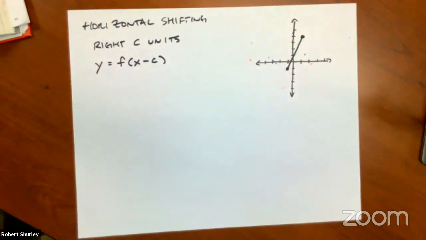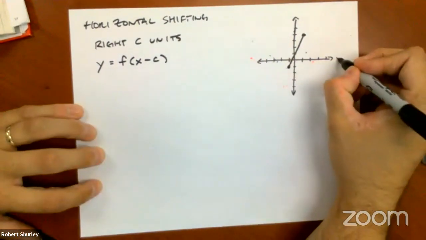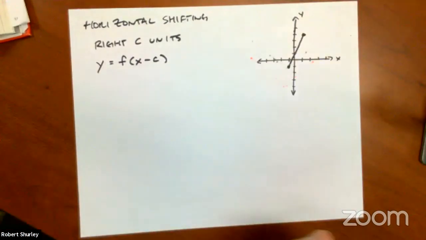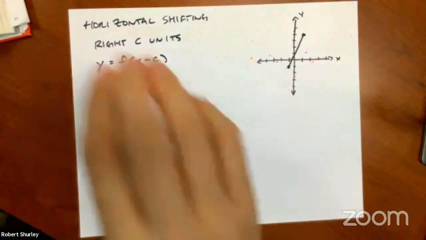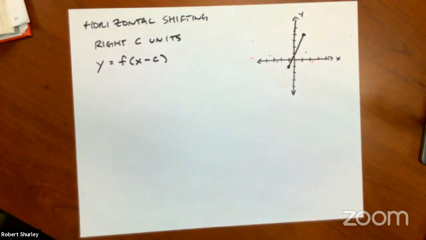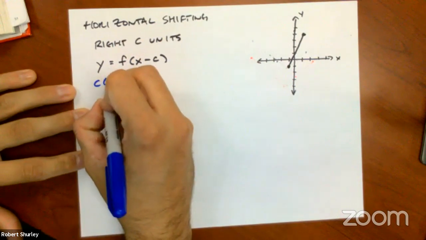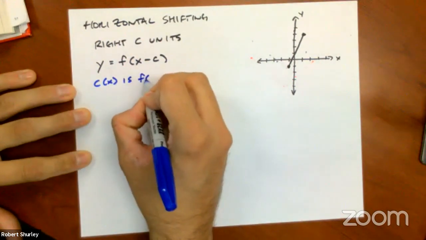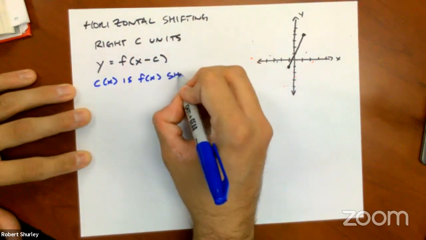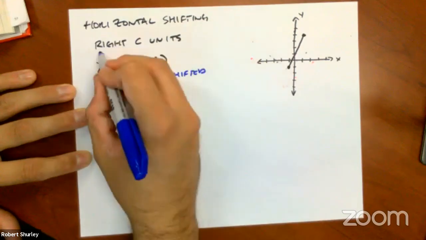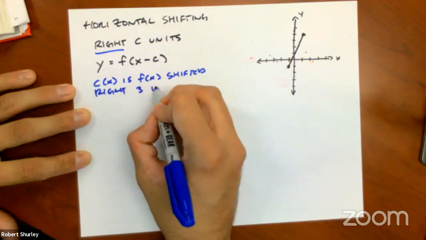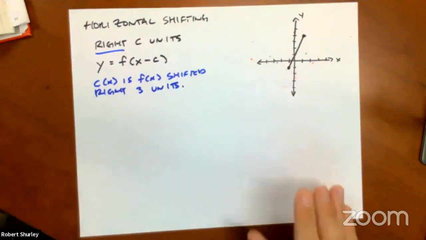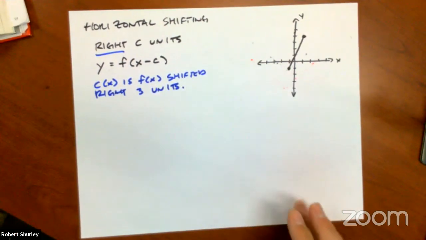Again, it's just a line. It's just a basic graph. Nothing crazy. But now we're going to move it left to right. Let's make up a function again. Let's say c of x here. c of x is f of x shifted to the right 3 units. We're going to go to the right 3 units with our c of x.